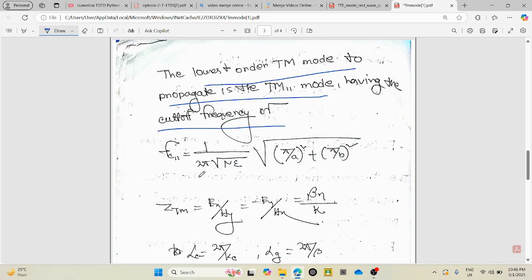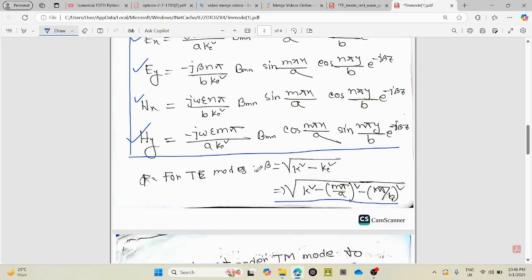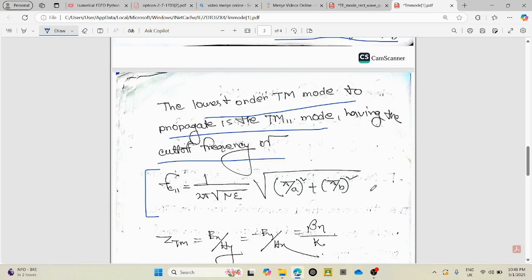And this cutoff frequency is defined as previously, fc11 is equal to 1 by 2 pi root over mu epsilon into root over pi by a whole square plus pi by b whole square. We will find these equations same as previously. Here m is 1 and n is 1. We just simply put the values m equal to 1 and n equal to 1 here, and eventually we'll end up in this equation.